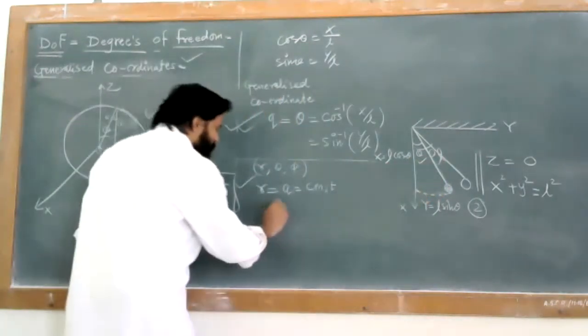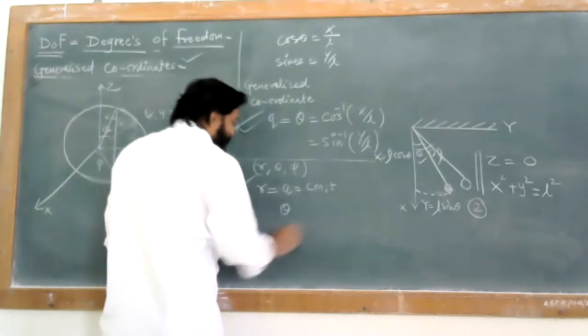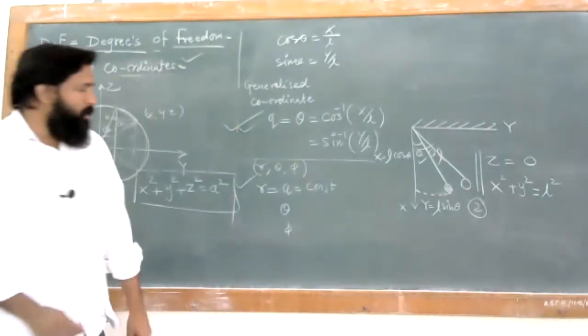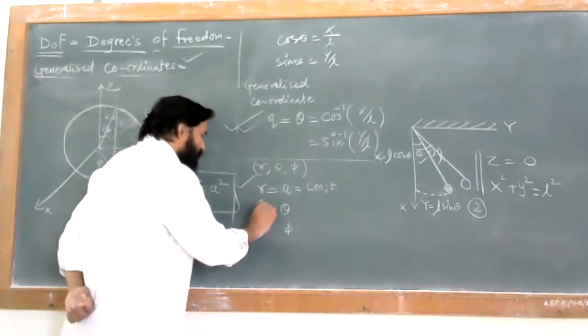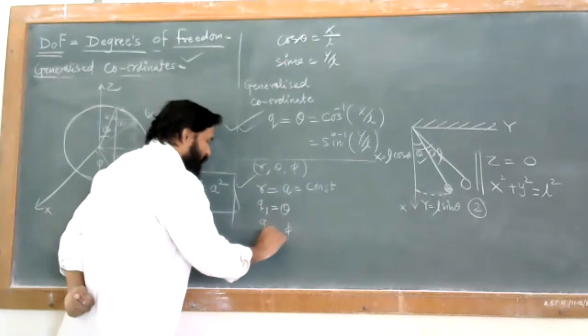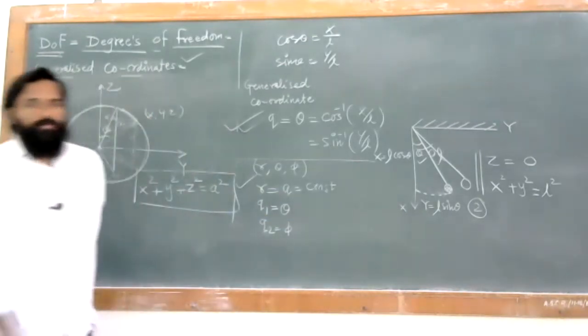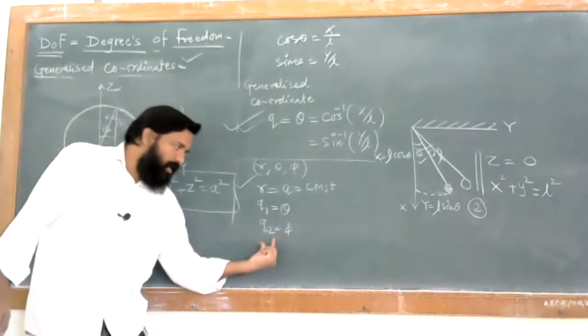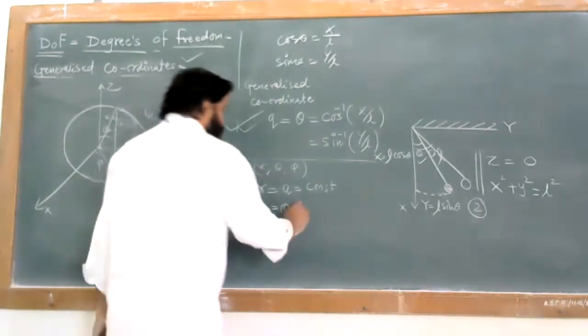So the variables in this case are nothing but theta and phi. So how many generalized coordinates? There are two generalized coordinates. I'll just say the first is q1 is equal to theta, and the second one is q2 is equal to phi. So you have that point, q1 is equal to theta, q2 is equal to phi.